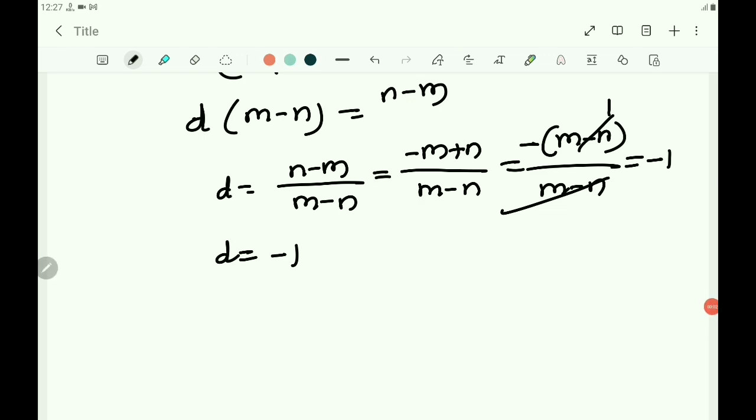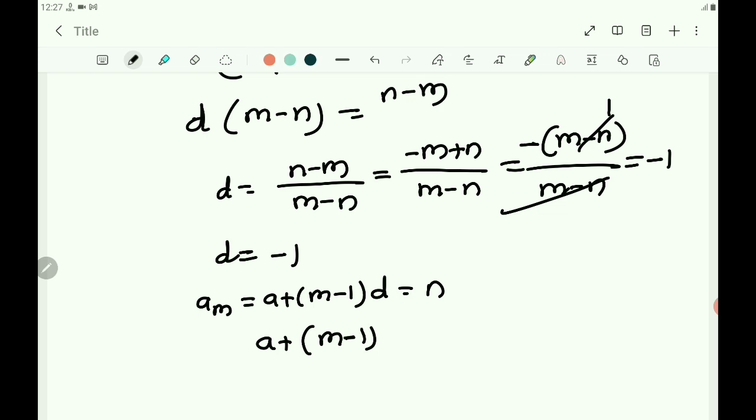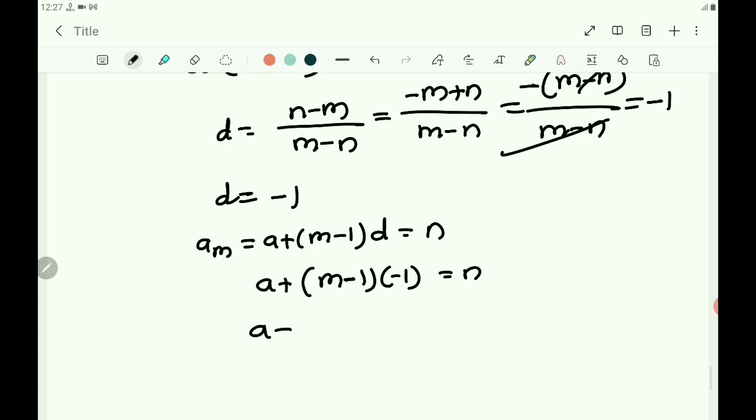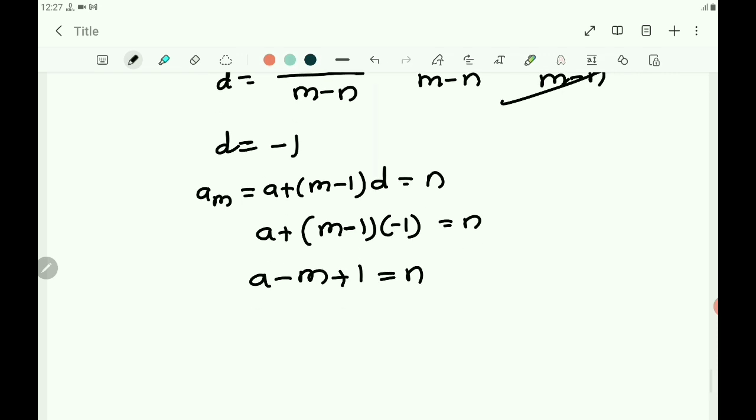Then find the value of a. Write any one, am or an. Let us take am. Am is equal to a plus m minus 1 into d, which equals n. A plus m minus 1 into d, meaning into minus 1, equals n. A plus, multiply m by minus 1, that becomes minus m, minus into minus plus 1, equals n. Then A is equal to, transferring minus m plus 1 to the RHS, n plus m minus 1.